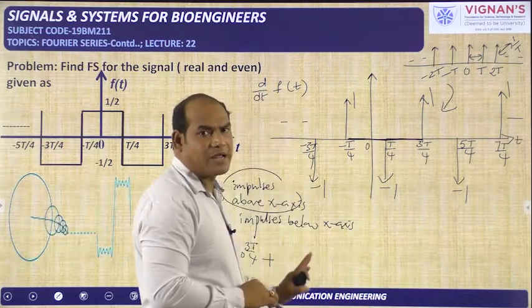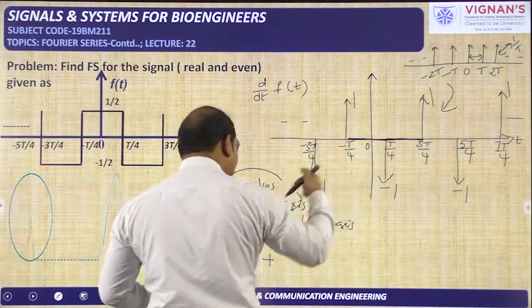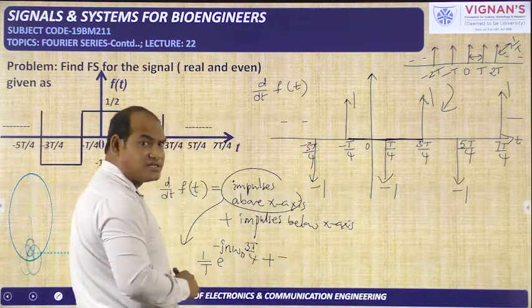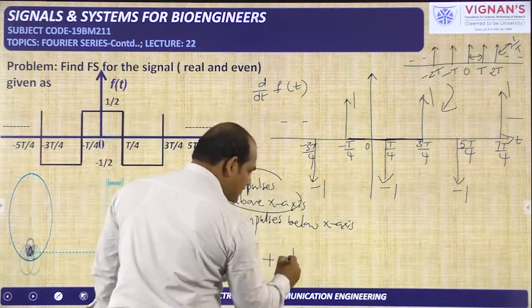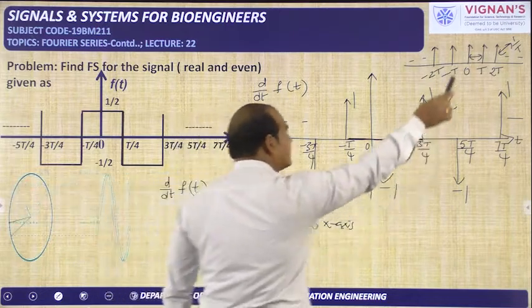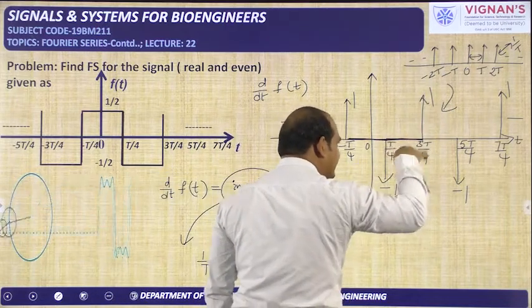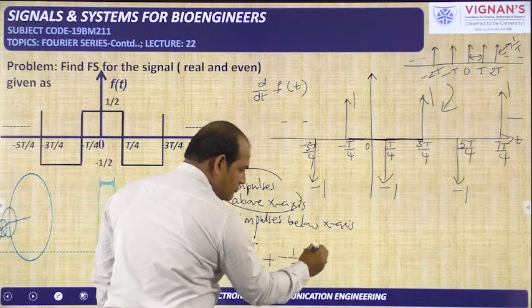Okay, here also the shifting property has to be applied. If it is not shifted, because it is available below the x-axis, we can take minus because the amplitude is reversed. Next, if it is not shifted, the coefficient is 1 by T, like this. Now because of the shift to the right side by T by 4, again we will get the exponential term e power minus jn omega naught.